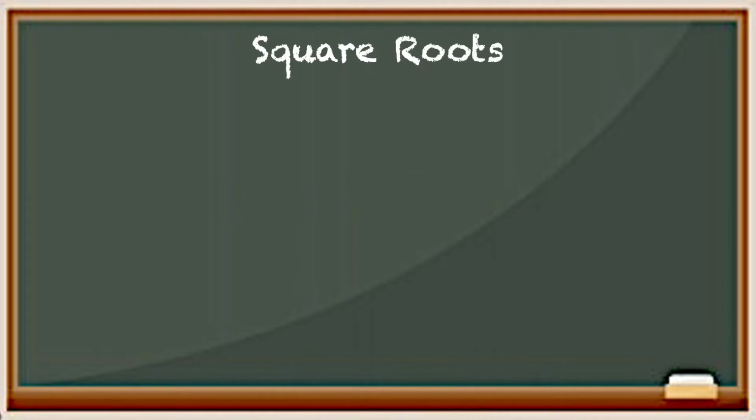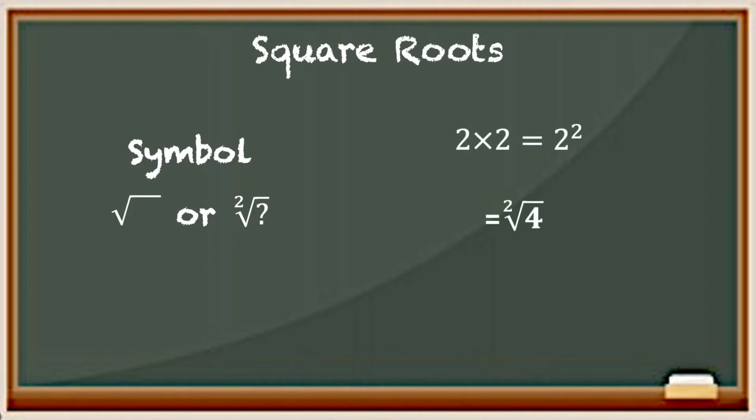So, what are square roots again? Square roots are represented by the following symbols. The best way to describe it is that when you multiply a number by itself, you are squaring it. Therefore, when you're looking for which number multiplied by itself is equal to the number inside the symbol, you're finding the square root of a number.